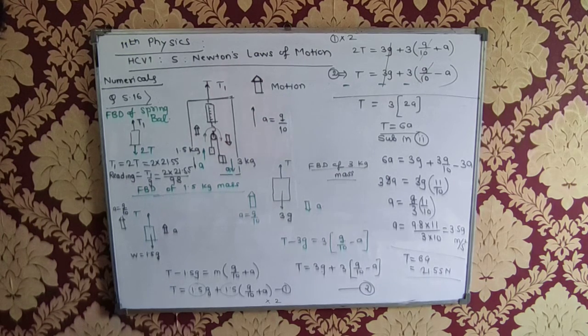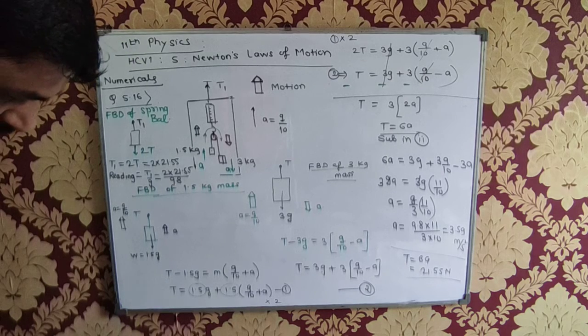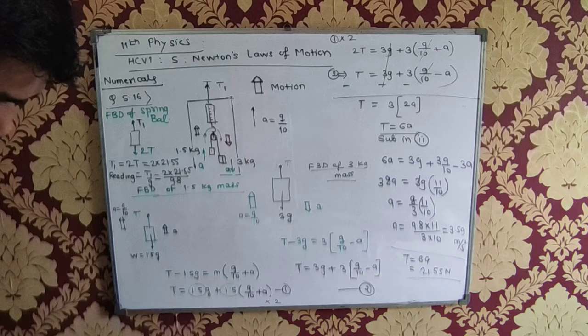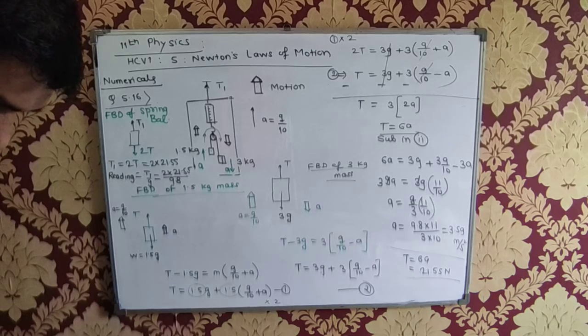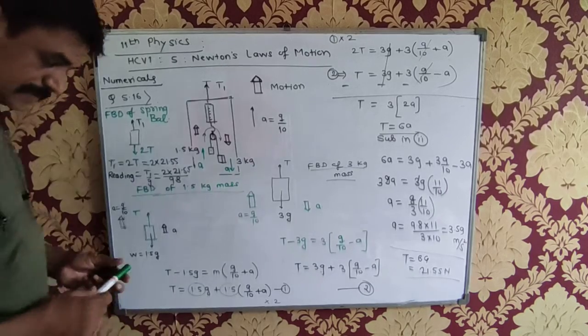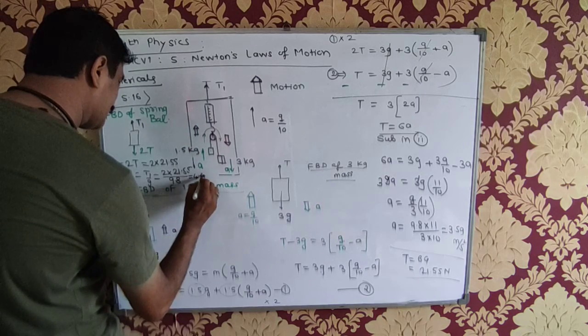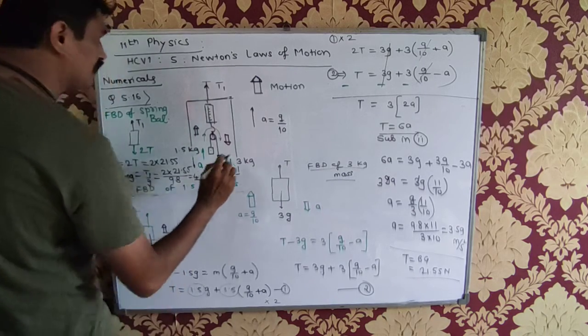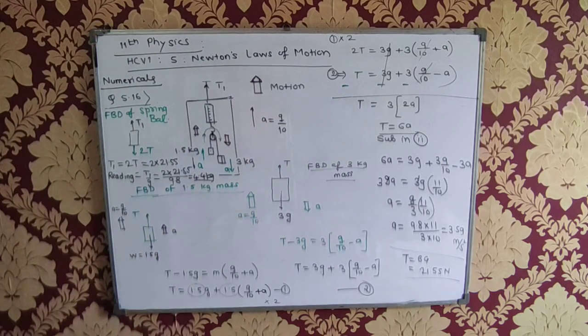Two into 21.55 divided by 9.8. So it is 4.4. Yeah. So the reading that is shown is 4.4 kg. Is that okay? Yes.